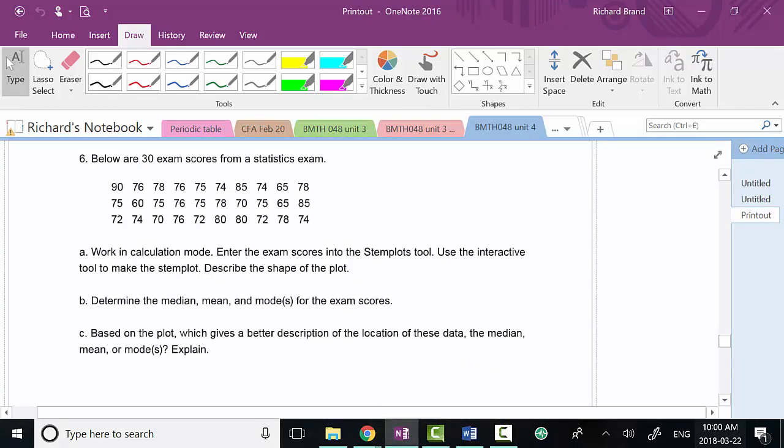So question 6, the unit activity: below are 30 exam scores from a statistics exam. You're going to enter these scores into the stem plots tool. So once again, make sure you have the document saved to a drive and have it opened in Word so you can copy and paste this data from Word into the stem plot tool.